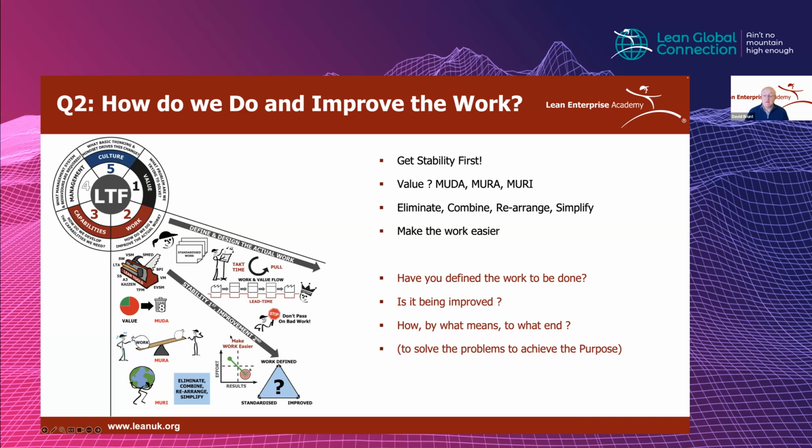Strategy for stabilizing and improving the work is eliminate, combine, rearrange, and simplify. Upon identifying the 3 M's, use these strategies to stabilize and improve. What we're trying to do is make the work easier. Less effort to get better results is the objective.